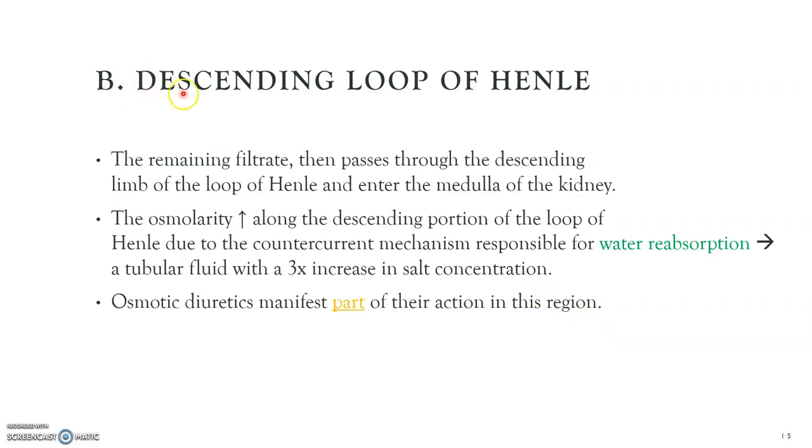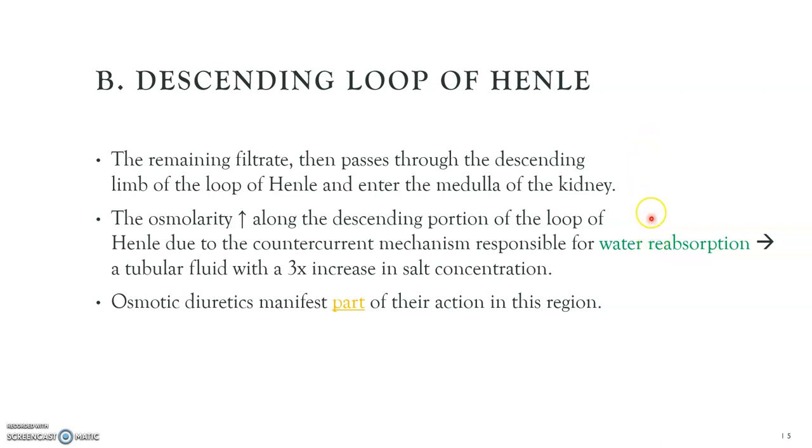Next place is the descending loop of Henle. So the remaining filtrate, after going through the PCT, passes through the descending limb of the loop of Henle and enters the medulla part of the kidney. We have the cortex and then the medulla, and the osmolarity increases along the descending portion of the loop of Henle because of the countercurrent mechanism responsible for water reabsorption. You can ignore this term. You just remember there is water reabsorption happening along the way, so that becomes more concentrated downwards.